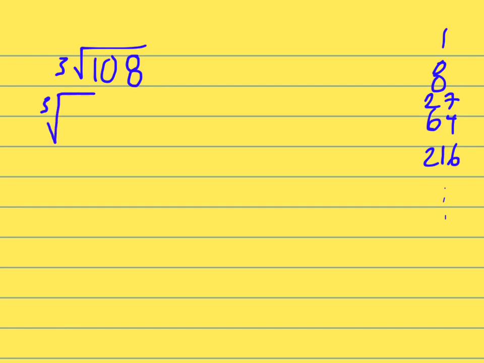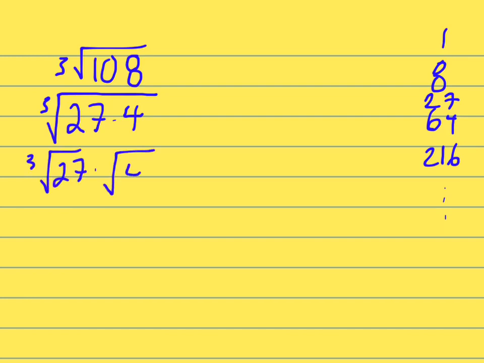So we have 27 times 4. So cube root of 27 times cube root of 4. Cube root of 27, 3 times 3 times 3, is 3, so it's 3 cube root 4. And there you go. And don't be confused: 4 is a perfect square, but it's not a perfect cube.